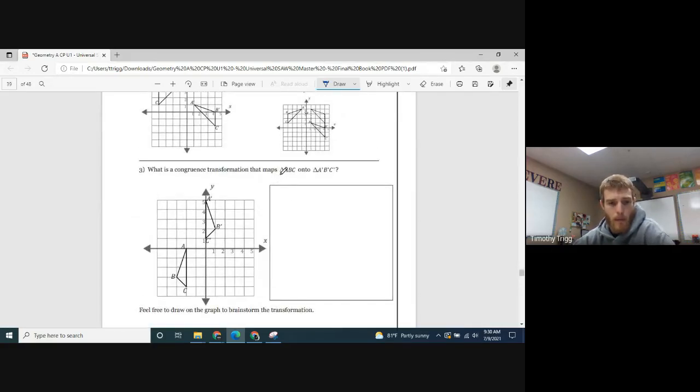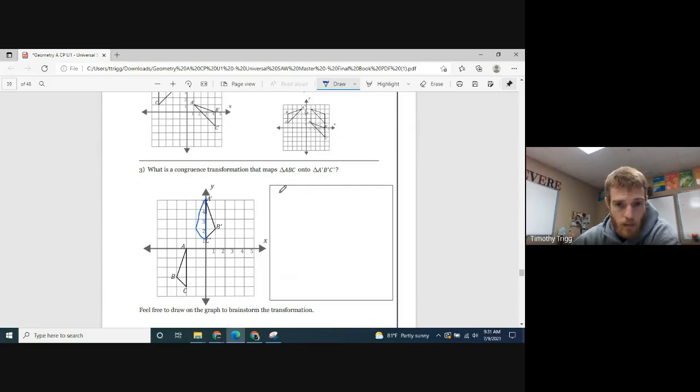Okay, last problem. Here it says write a congruence transformation that maps triangle ABC onto triangle A prime, B prime, C prime. So we're starting with triangle ABC, and we want to map it onto triangle A prime, B prime, C prime. So how would I go from this triangle to that triangle? Well, there's a couple different ways you could do it. But I think the simplest way is to first translate triangle ABC so that it ends up over here. Okay, so we want to move this triangle so that it ends up over here where I drew the blue one.